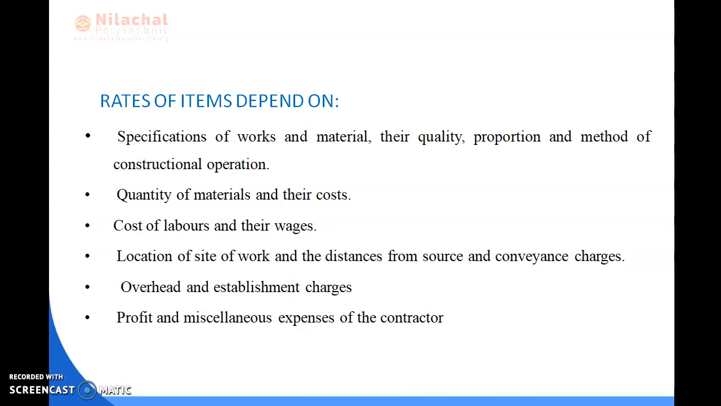The next point is the quantity of material and their cost. How much quantity do we take, and what is the cost? Then the cost of labor and their wages, the location of the site, which location we have to work in, and the distance from the source and conveyance charges, overhead and establishment charges, profit and miscellaneous expenses of the contractor. These things are needed to define the rate of an item.